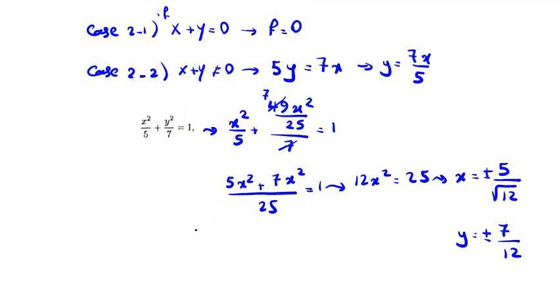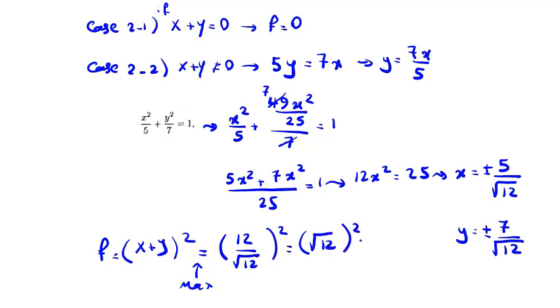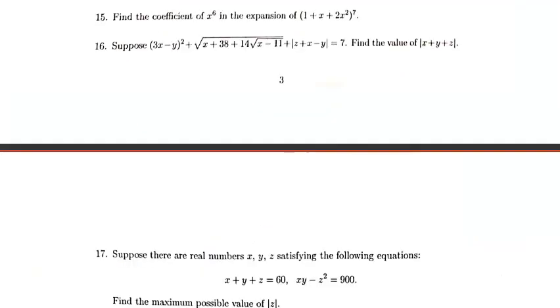And the problem says f is (x plus y) squared. If we want to maximize this, we should consider the same sign, without loss of generality. For example, plus plus here, so it will be 12 over root 12, squared. It will be root 12 squared, which equals 12. So in the previous case we found the maximum for f is 0, here 12. Because the problem wants the maximum, we compare them, and the answer is equal to 12.